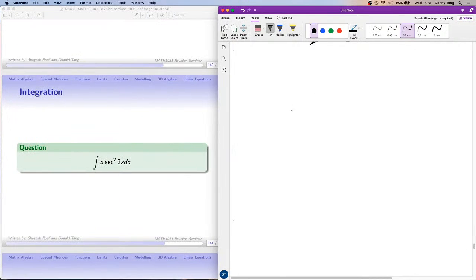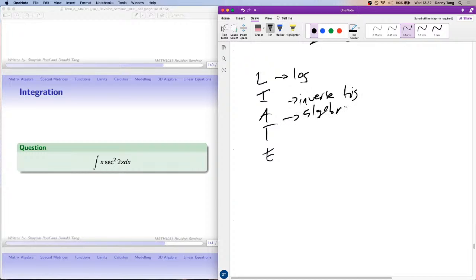All right. So here it is. Okay. The way to choose what's u and what's v, you follow the LIATE rule, which means log, inverse trig, algebra, trig, and exponential. And this means choose for u.